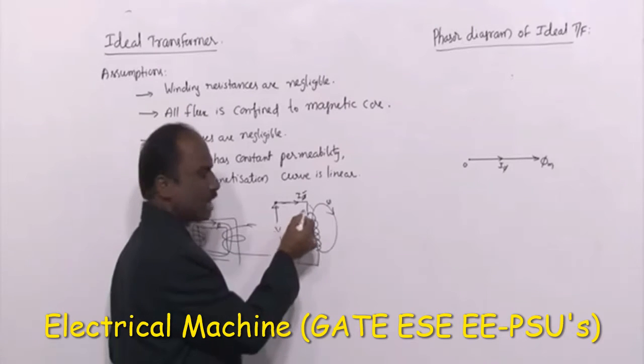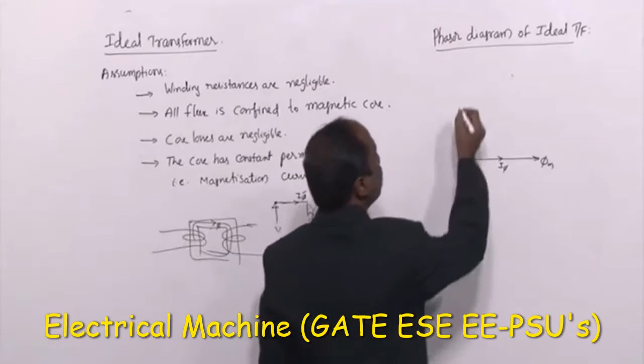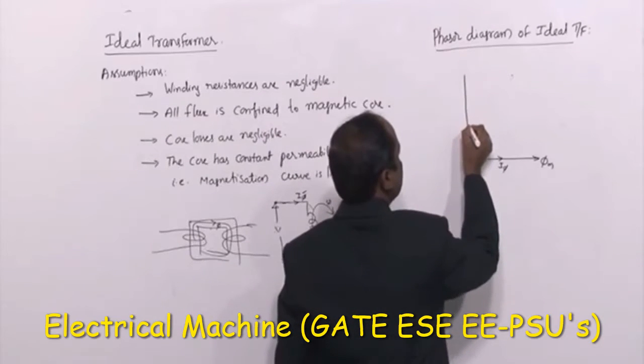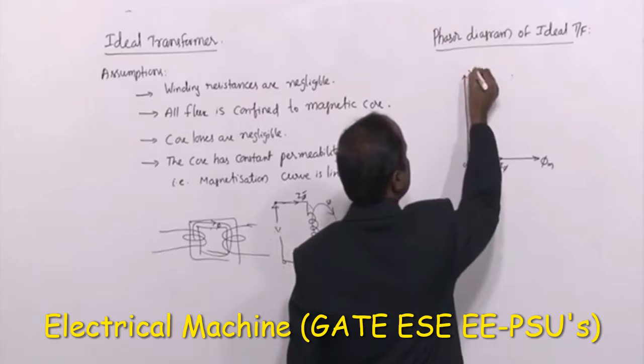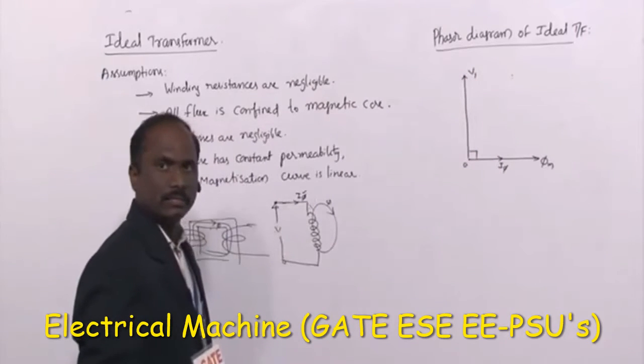With reference to this voltage, current lags. With reference to this current, voltage leads. So how is the voltage in the primary of the transformer? Voltage leads this flux by 90 degrees. This is V1. How is it? It is leading by 90 degrees.